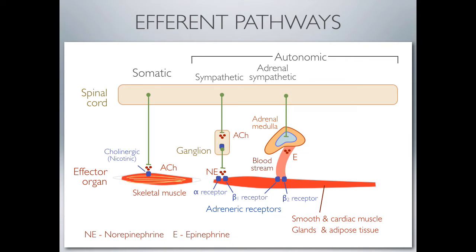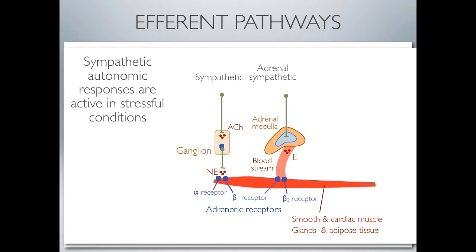Okay, so the other question that we had was, what are the functions of these pathways? We know that somatic pathways are activated for behavioral responses, whereas this first pair of autonomic pathways are activated under active or stressful conditions. So when you're running from a bear, this is the fight or flight response pathway. When you're running from a bear, these are the ones that are going to be activated.